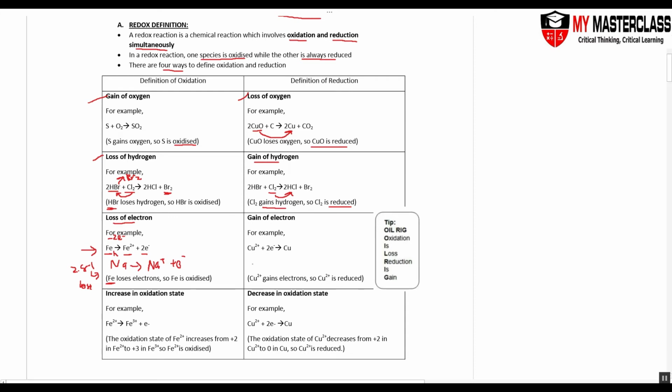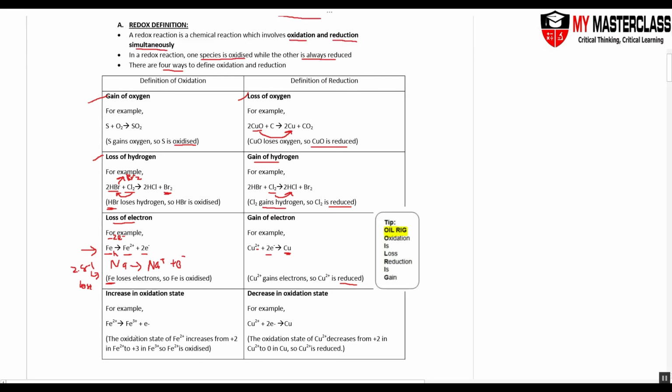Okay, so when your ions gain electrons, they will form something that's neutral. Right, I have a 2 plus here, I gain the electrons, then you get something that's neutral. Okay, so copper 2 ions gain electrons, so copper 2 is reduced. Okay, so how do I remember this oxidation reduction? I remember it as OIL RIG for electron transfer. Oxidation is loss of electrons, reduction is gain of electrons.